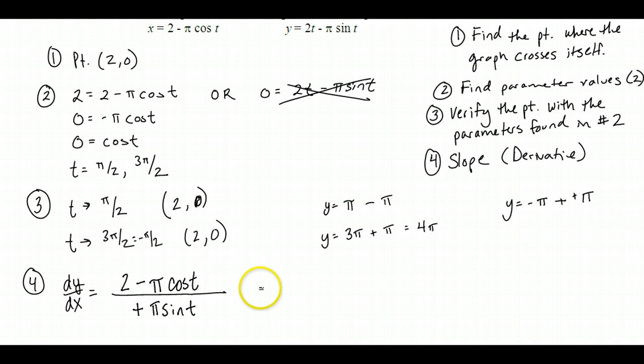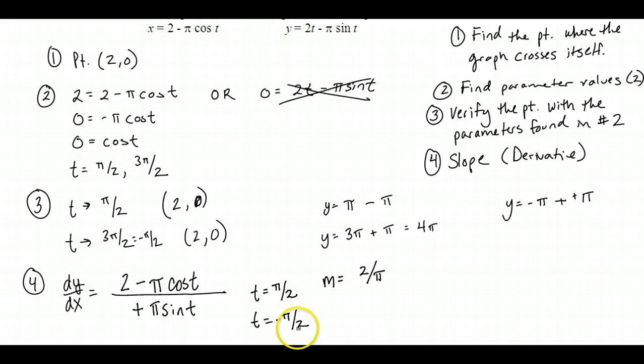We know now that our parameter t is equal to pi over 2, and that t is equal to negative pi over 2. So we have to find the slope at these 2 points. If t is equal to pi over 2, plug it in. Cosine of pi over 2 is 0, times pi is 0. That will give us 2 divided by sine of pi over 2, which is 1, times pi will give us pi. So our slope is 2 divided by pi, which is kind of ugly.